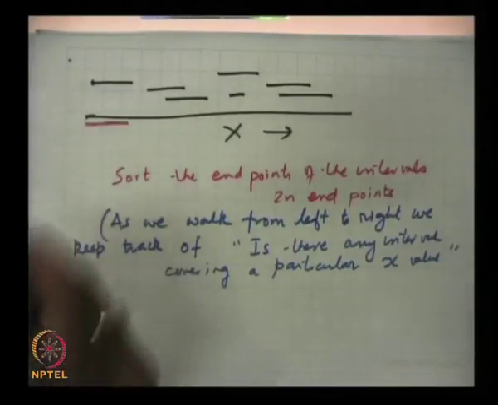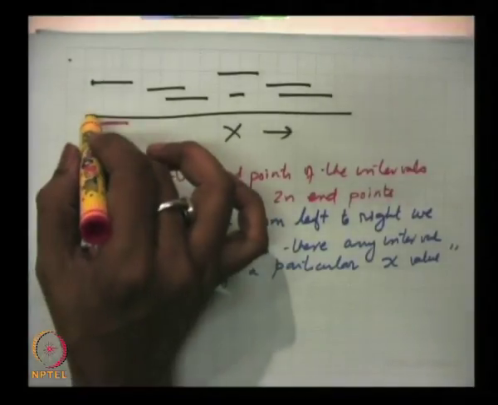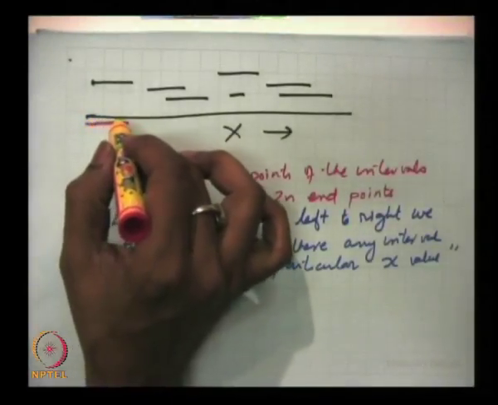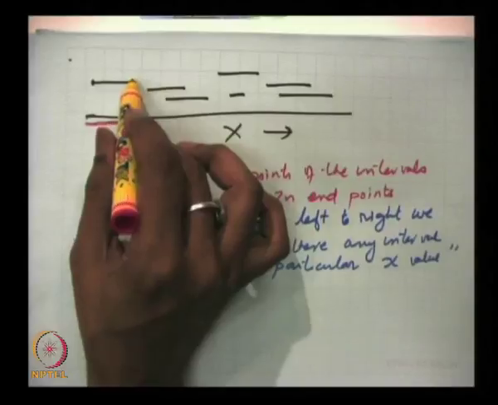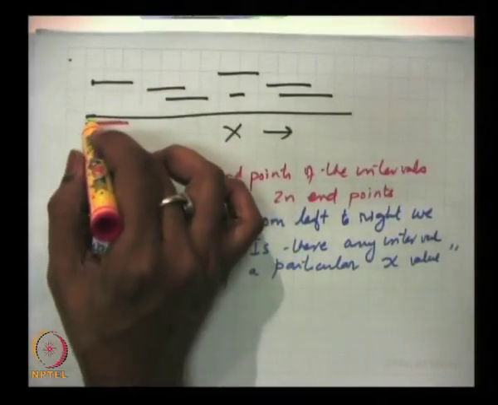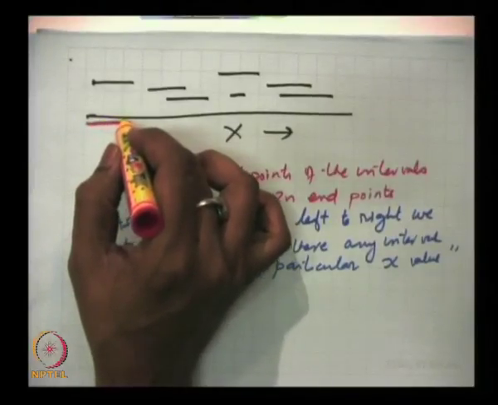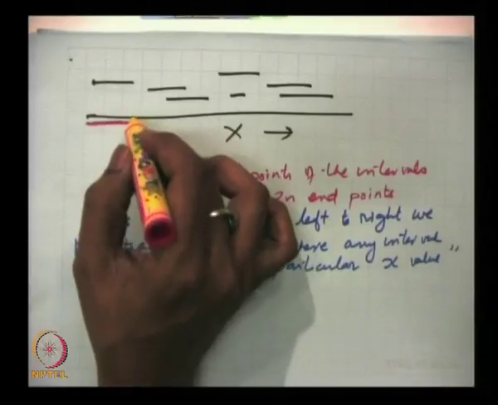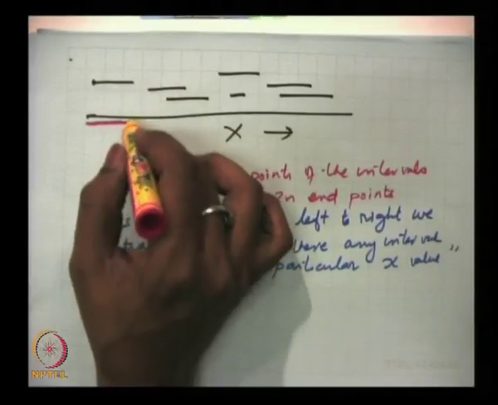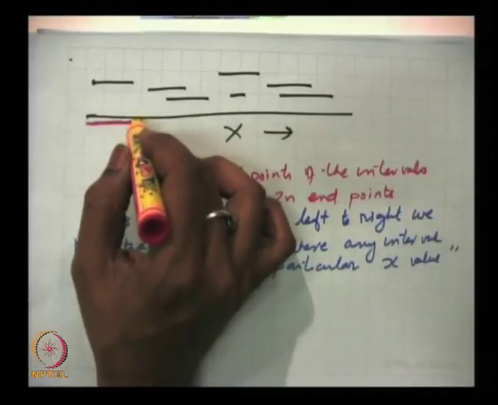Right. So, as I walk across, I can continue because I have not encountered the right endpoint, which means that there must be some interval covering every bit of this journey, this movement from left to right. Now, of course, this segment ends. The moment it ends, there is a gap. So, there is nothing that is covering it.